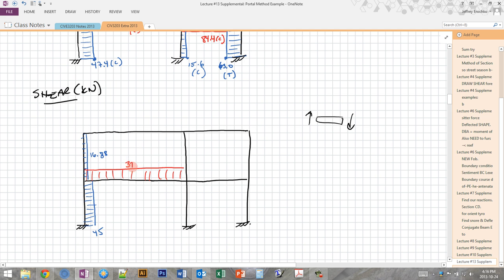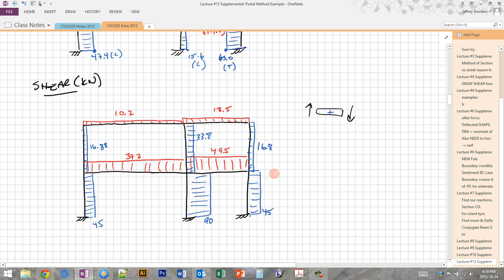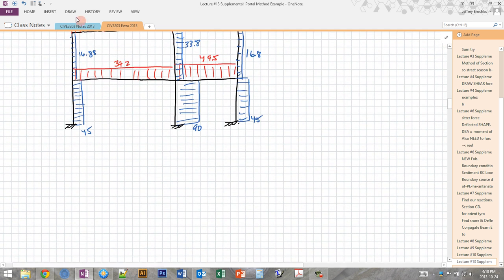Obviously, these are only roughly to scale. So I'm going to draw the rest. And again, just imagine that all of these are straight lines, and it's approximately to scale. So now, for the main course, we have the moment.